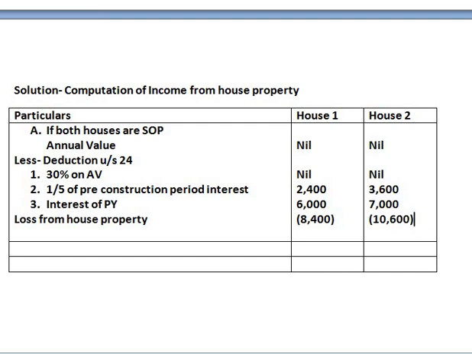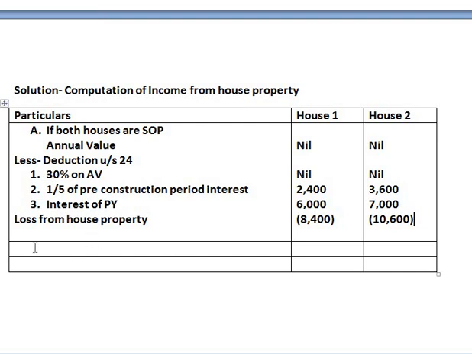So when you treat both the houses as self-occupied property, you should take annual value nil. From the annual value you should make deductions: standard 30%, next 1/5 of pre-construction period interest, then interest of previous year. You get a loss from house property 1 of 8,400, house property 2 loss is 10,600.